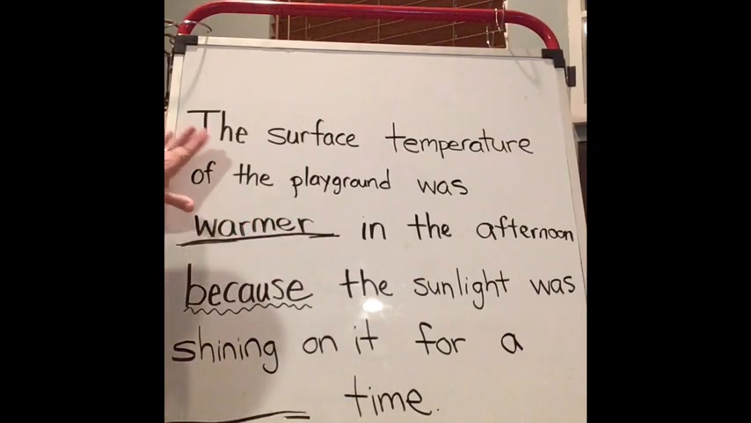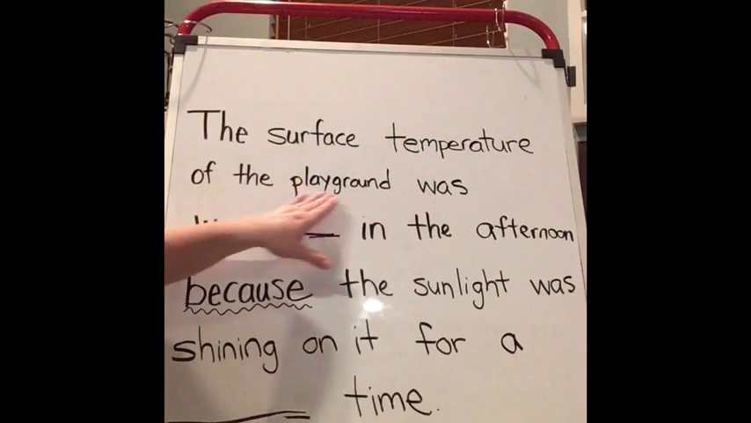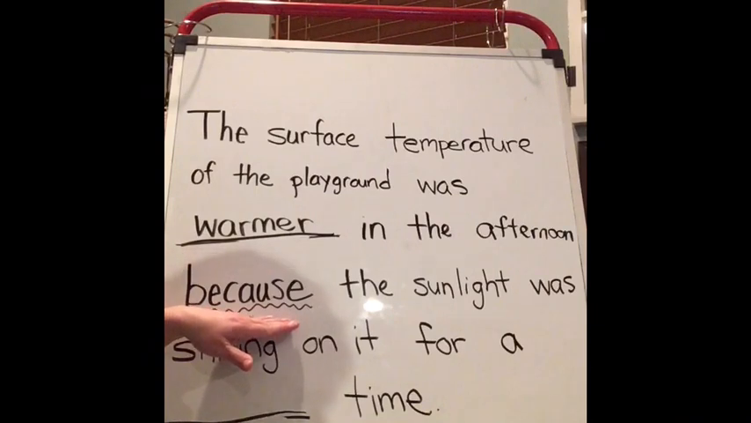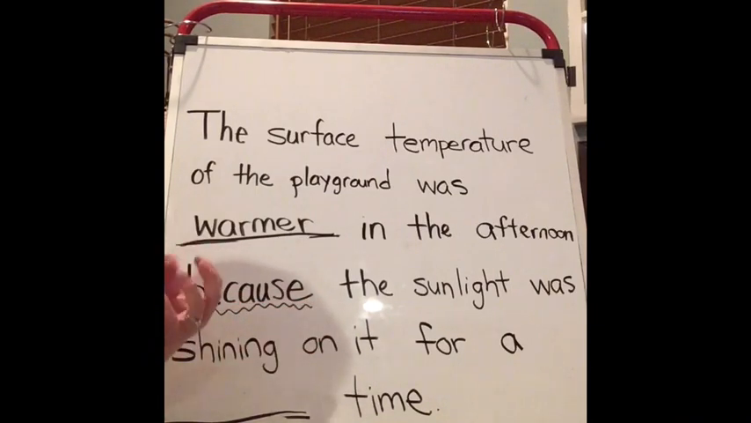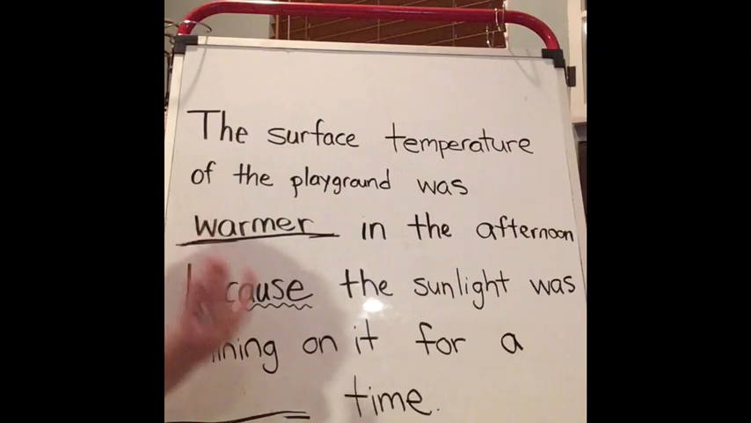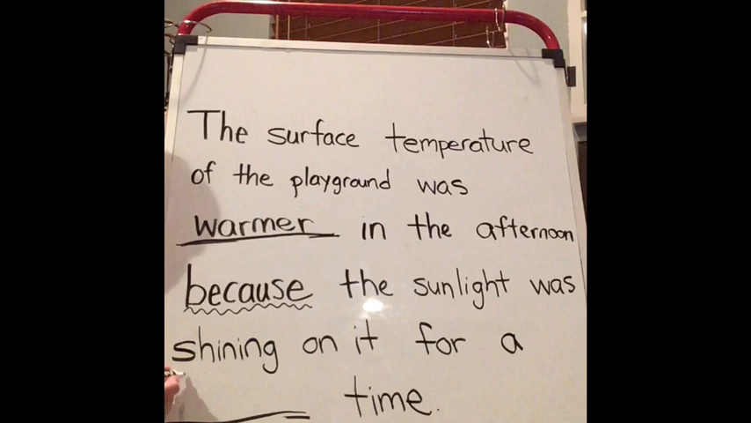So the effect is the surface temperature of the playground was warmer in the afternoon because, there's our word that we use to explain the cause of what was happening here. The sunlight was shining on it for a blank time. Would we say it was shining on it for a shorter amount of time or a longer amount of time? Hopefully you're saying, Mrs. Perlin, it's longer. That's why it's warmer.